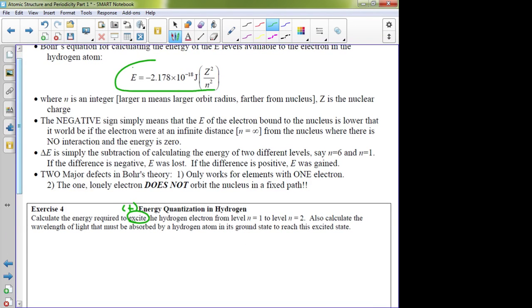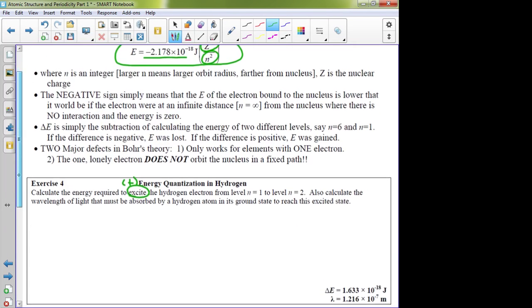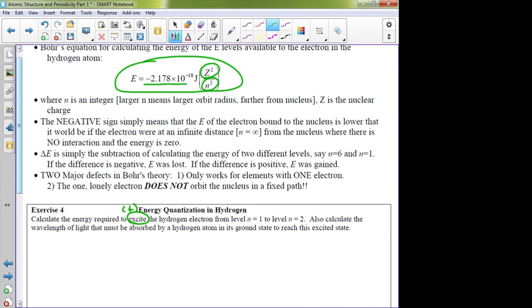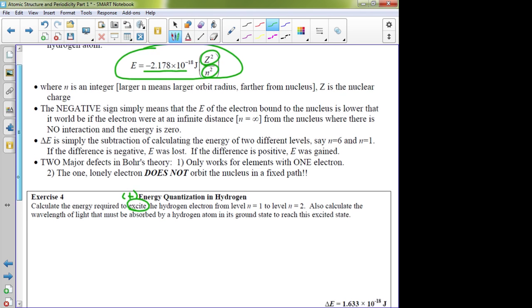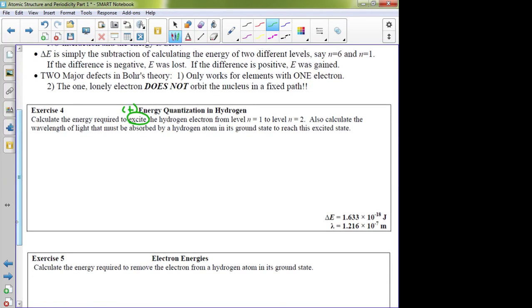So, they came up with the equation: the energy of an electron is equal to negative 2.178 times 10 to the negative 18th joules, times Z squared, where Z is the nuclear charge, so it's essentially the number of protons, divided by n squared, and n we already know is the energy level, or the distance from the nucleus. Wait, so Z squared is basically the atomic number? Yes. And this only works for elements with one electron. So therefore, it really only works for who? Hydrogen.